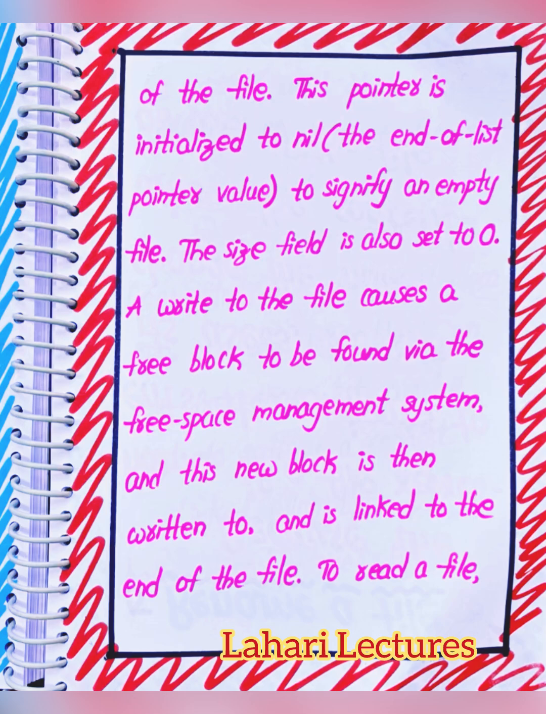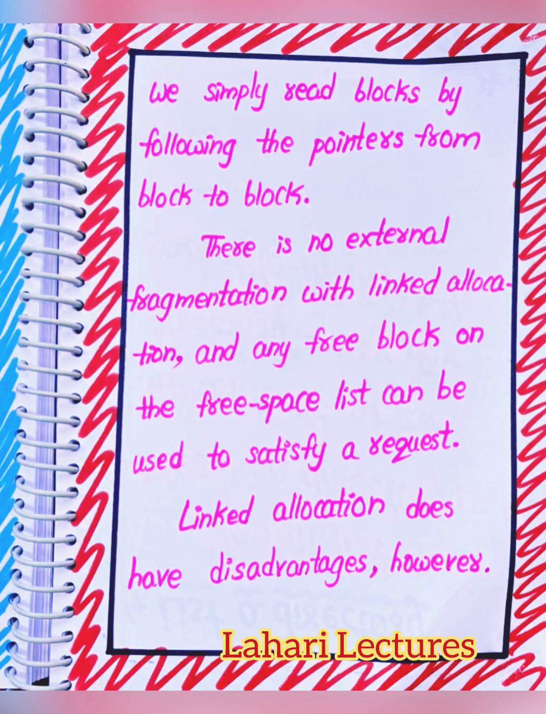A write to the file causes a free block to be found via the free space management system, and this new block is then linked to the end of the file. To read a file, we simply read blocks by following the pointers from block to block. There is no external fragmentation with linked allocation, and any free block on the free space list can be used to satisfy a request. Linked allocation does have disadvantages, however.